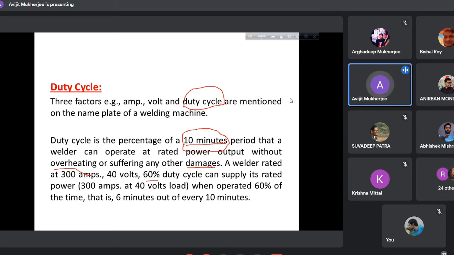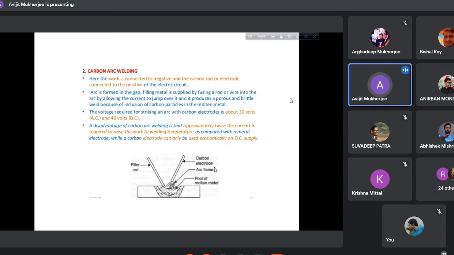If you can weld for 4 minutes, but that weld is a perfect weld without overheating, without damaging, without making any sort of problem, that is considered as the duty cycle. Duty cycle may be 10% also, no problem. That depends on the skill and ability of the welder. So this is the important consideration of duty cycle.